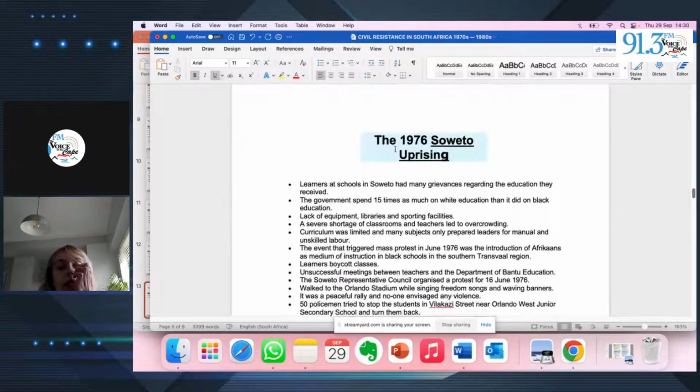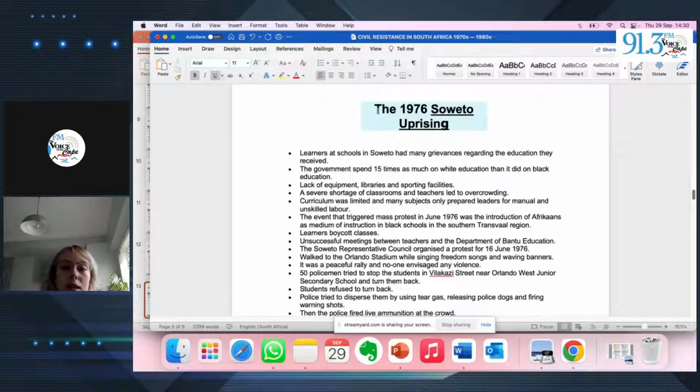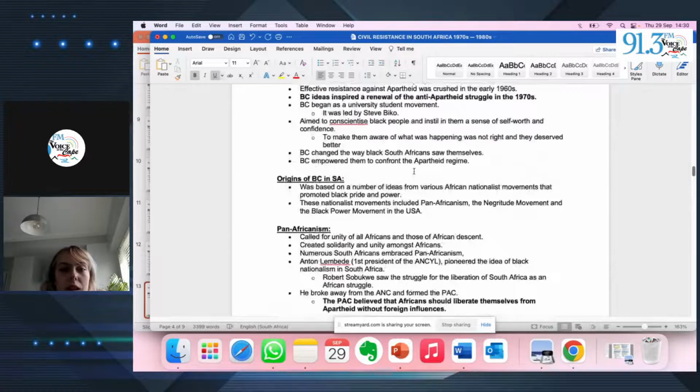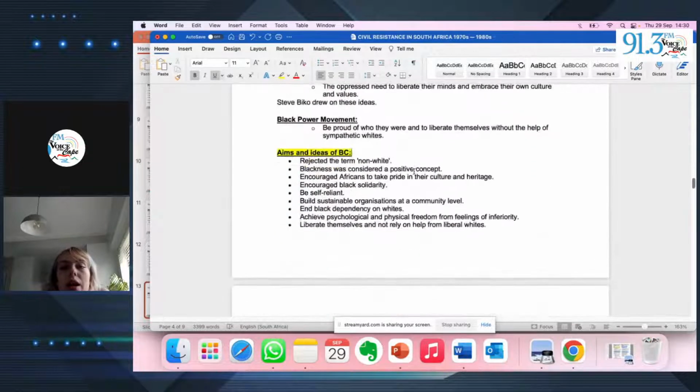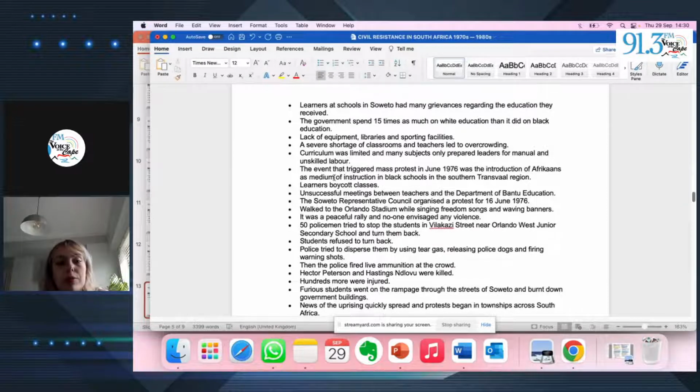Okay, and then the 1976 Soweto Uprising. And this is a very big part in the resistance, and kind of just empowered people in that way to increase the resistance towards the apartheid government.